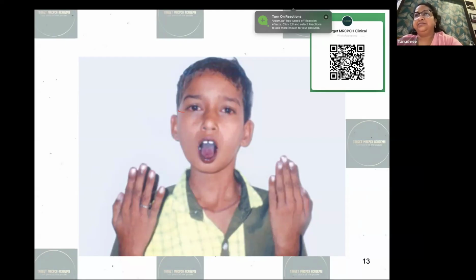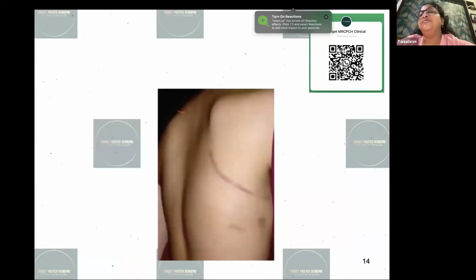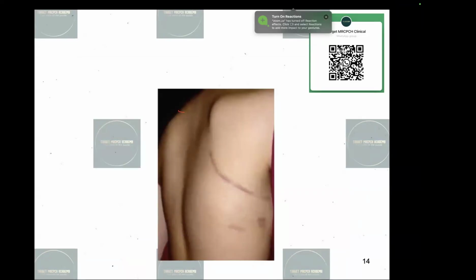Keep him at a 45 degree angle. Ask him to lie down and do an inspection, a 360-degree inspection all around from all the sides. Yes, I can see a posterolateral scar on the right side.